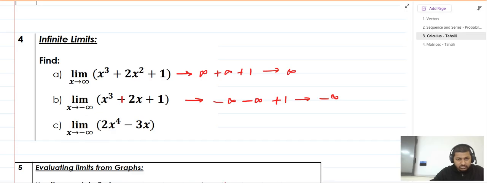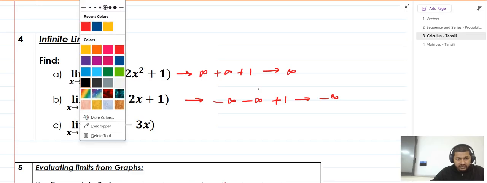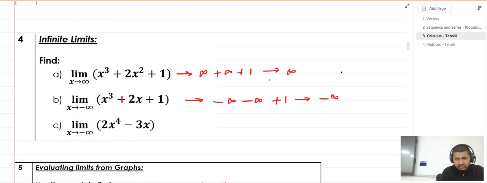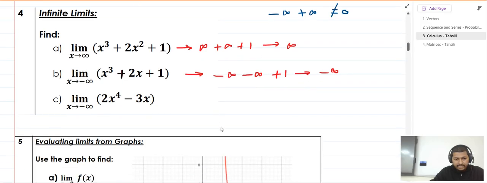So don't forget to correct this. Let's change this into a different color. So on your template, don't forget to change this question, otherwise you'll not get an answer. You can't say negative infinity plus infinity is 0, that's incorrect. Next one.